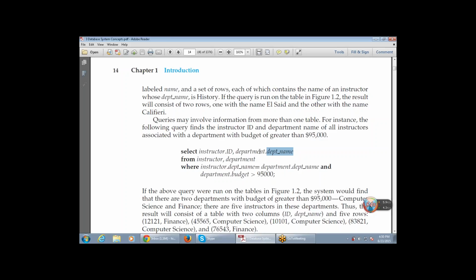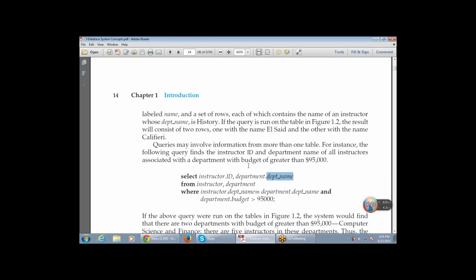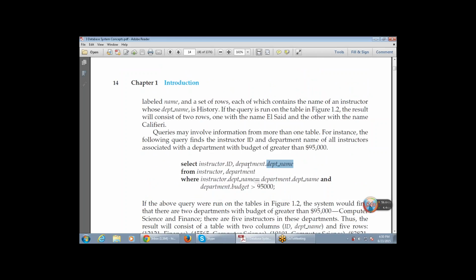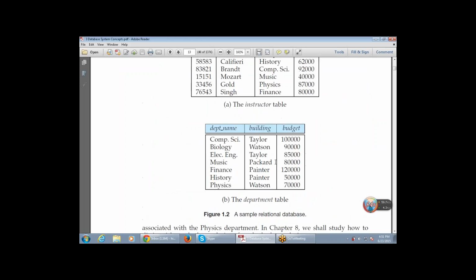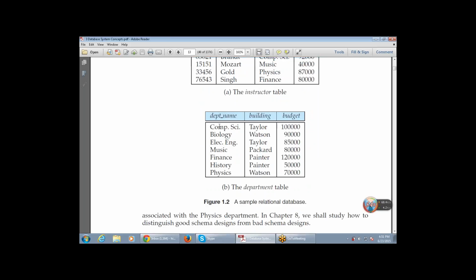If the above query were run on the table in table 1.2, the system would find there are two departments with a budget greater than 95,000, that is computer science and finance. The budget is greater than 95,000 for these, and the departments with the higher budgets are computer science, physics and finance.